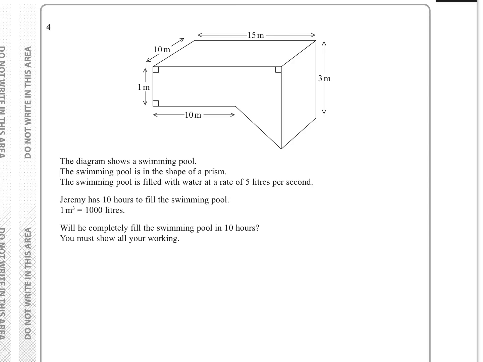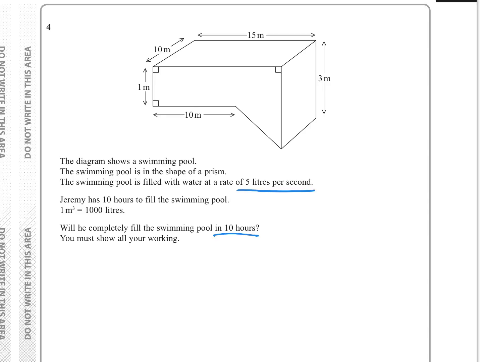Question 4. This is quite a difficult question, I think, but let's have a go. We've got a diagram of a swimming pool, and it says the swimming pool is in the shape of a prism, and the swimming pool is filled with water at a rate of 5 litres per second, and we just want to work out whether Jeremy has 10 hours to fill the swimming pool. Will he completely fill it in 10 hours? So why don't we just work out the volume first in terms of litres for the entire swimming pool to be filled up.